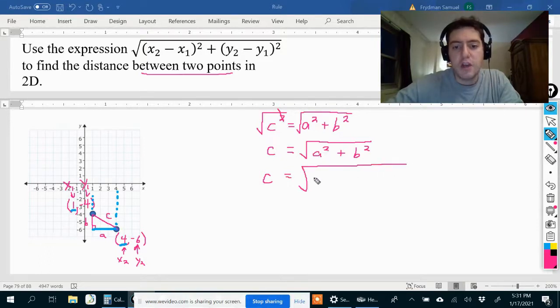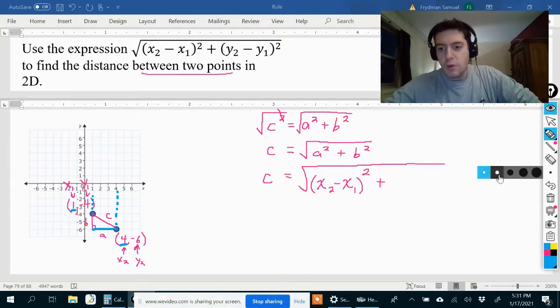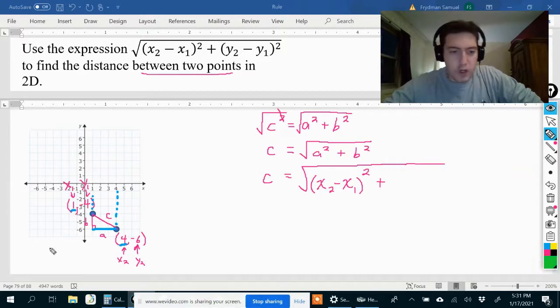And instead of writing A over here, I'm going to write x2 minus x1. In this case, x2 minus x1 is equal to 3, but I'm writing it out in general now, plus b squared. Well, how would I figure out b? Remember, b is the vertical distance between these 2 points. How would we figure out what the vertical distance is? Well, this point was at a y value of -4, and this dot over here was at a y value of -6. So there's a vertical distance between these 2 points of 2 spaces, 1, 2.